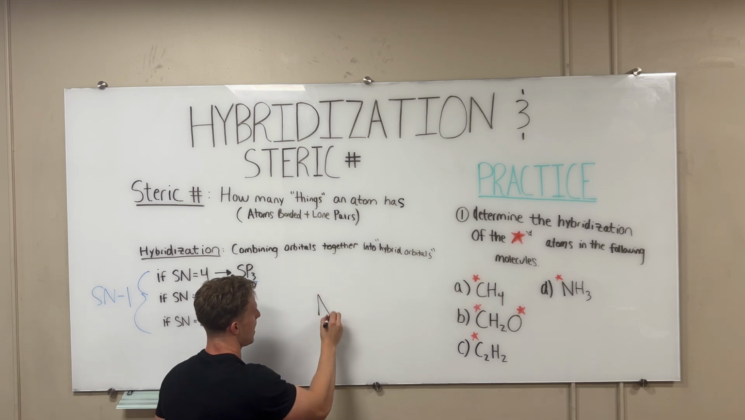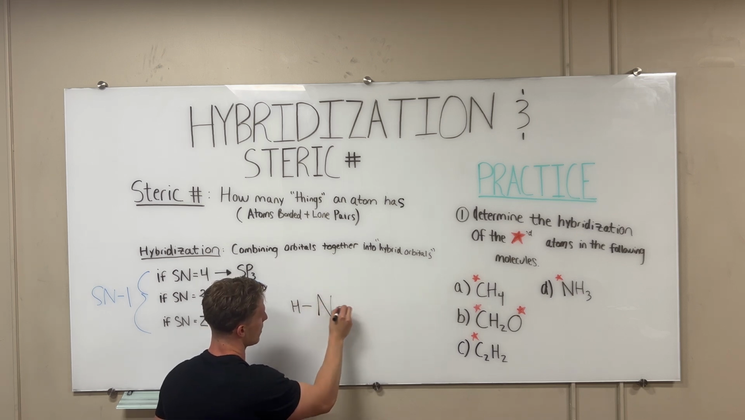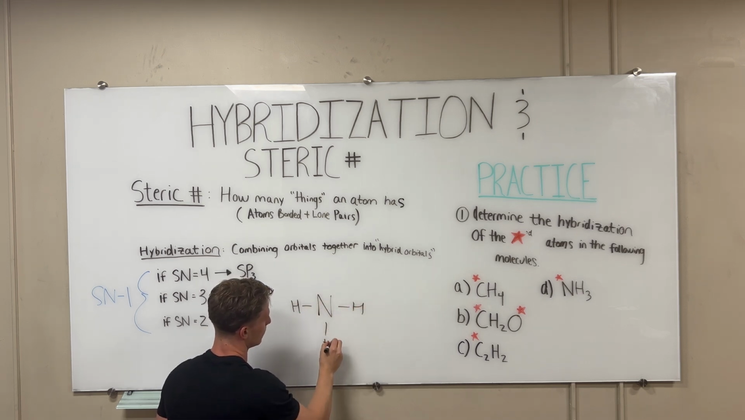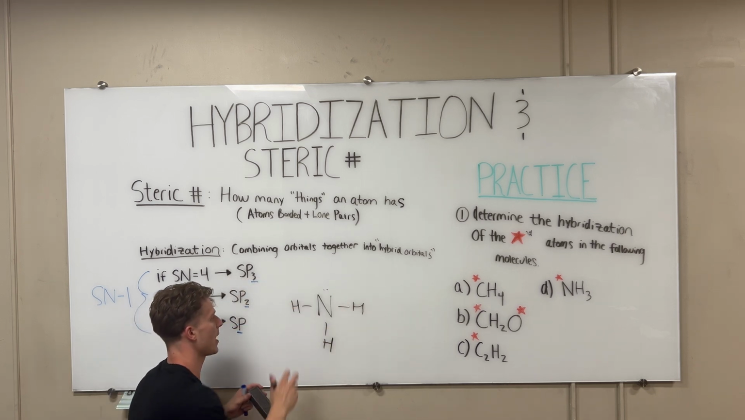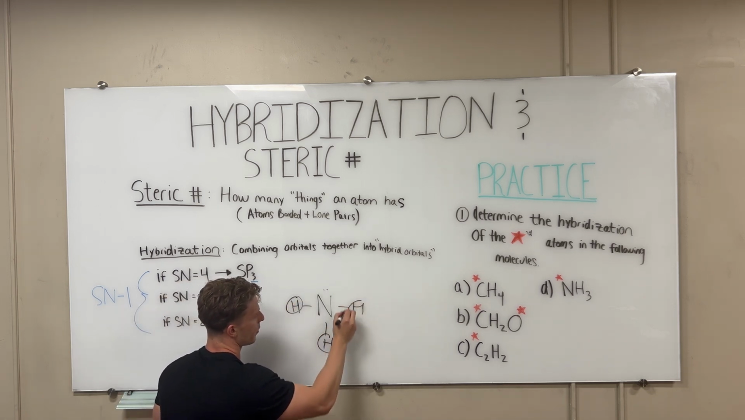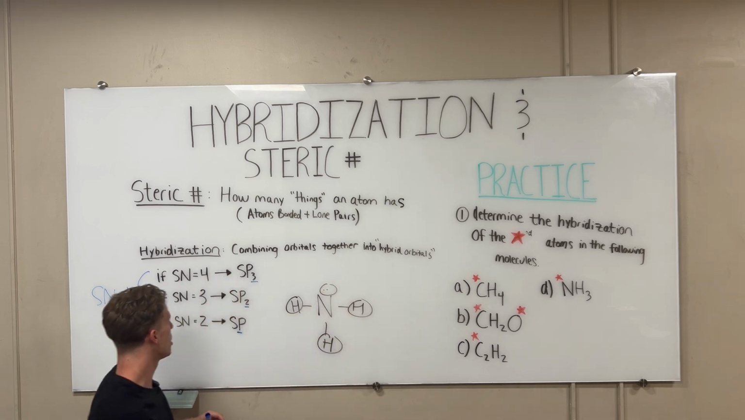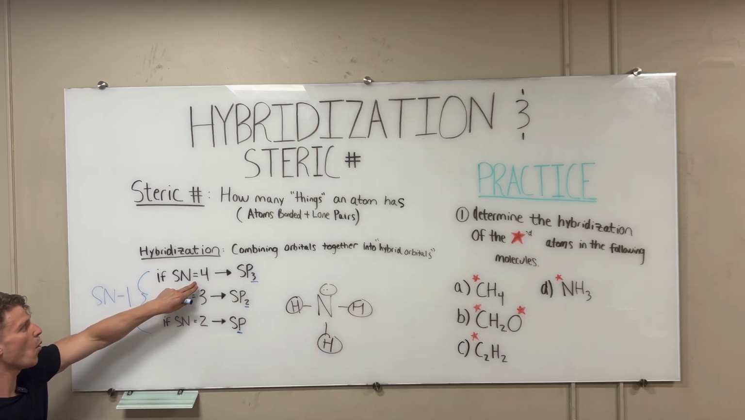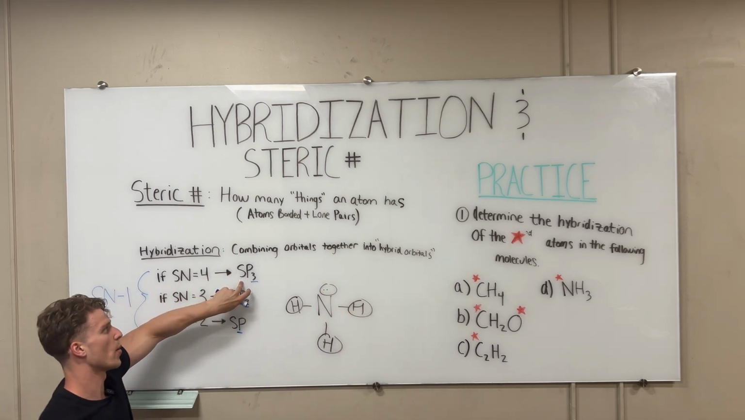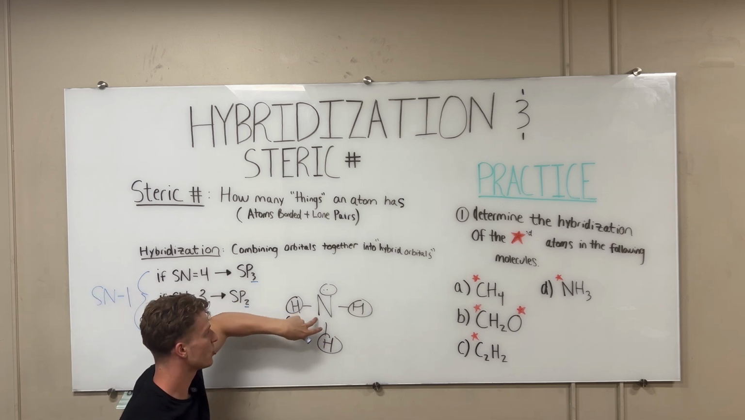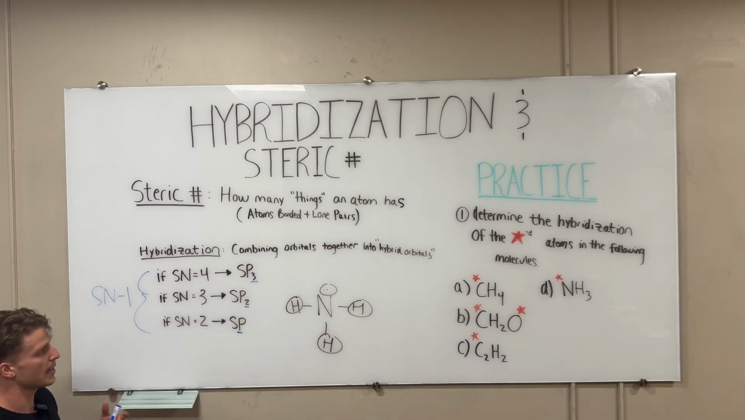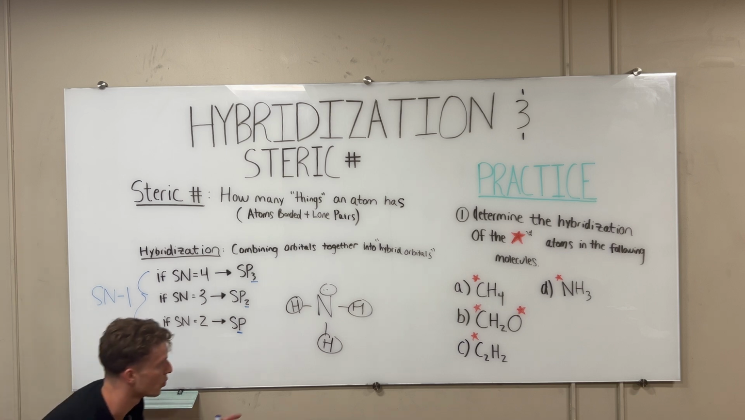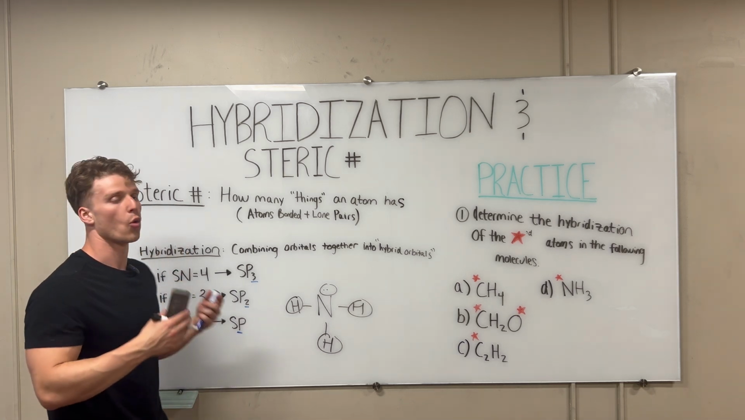Lastly, we have NH3. And the steric number here is 4, 1, 2, 3, 4 things attached. So when the steric number is 4, the hybridization is going to be sp3. And nitrogen does have s and p orbitals, so it can successfully hybridize and overlap with those hydrogen electron orbitals.